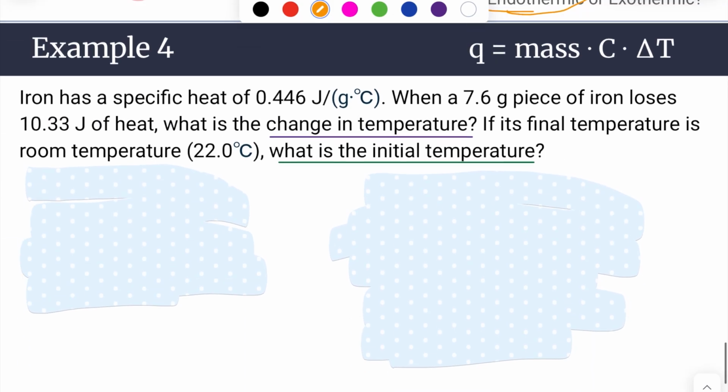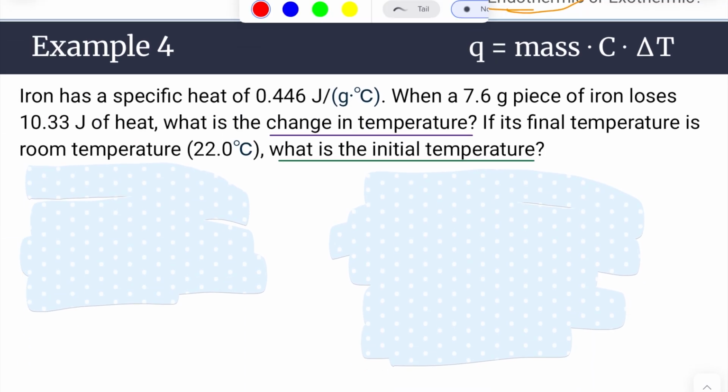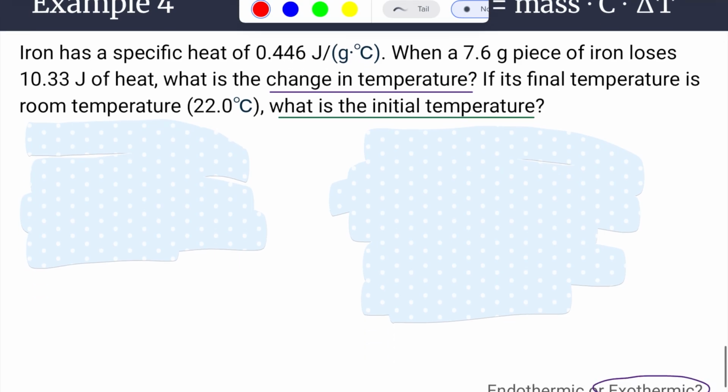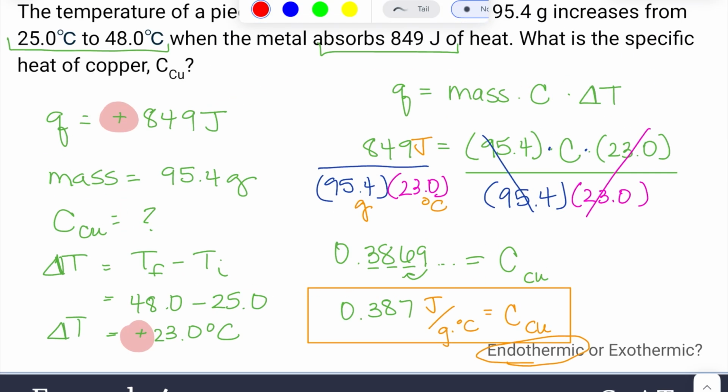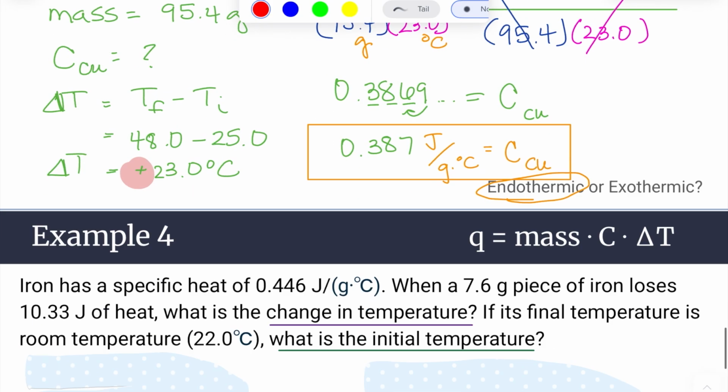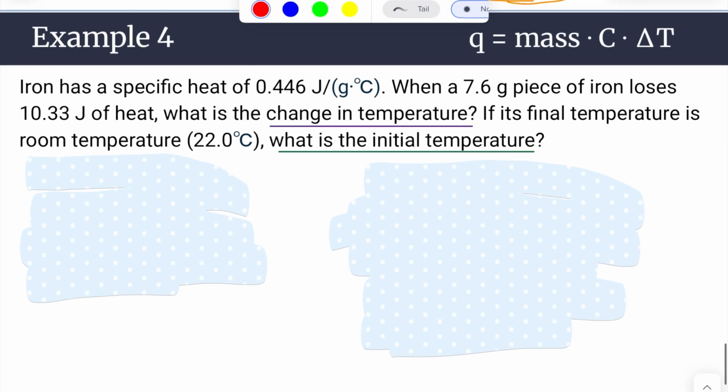All right, so for number 4, this one's kind of a two-step. Iron has a specific heat of 0.446 joules per gram times degrees Celsius. When a 7.6 gram piece of iron loses 10.33 joules of heat, what is the change in temperature? So that's the first part. Finding delta T will be similar to what we did here. Go ahead and try that on your own, and then come back and we will do the second part together.